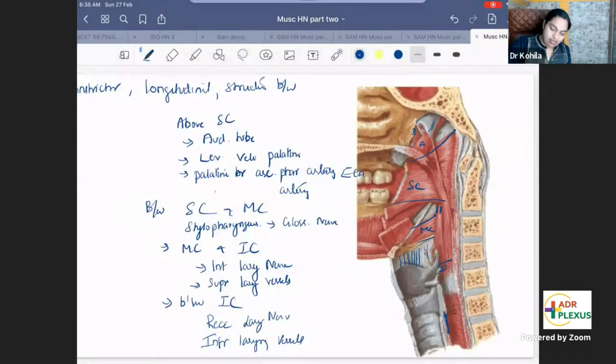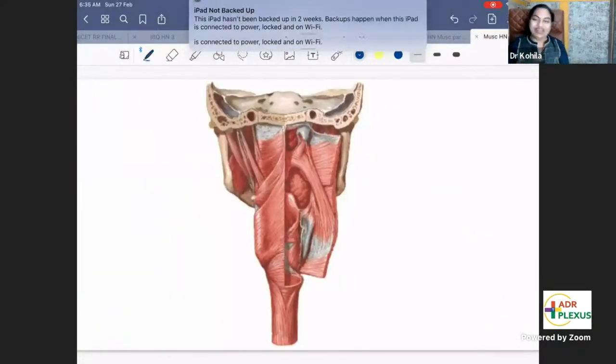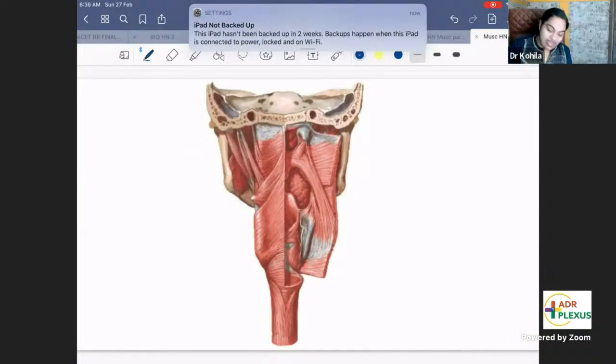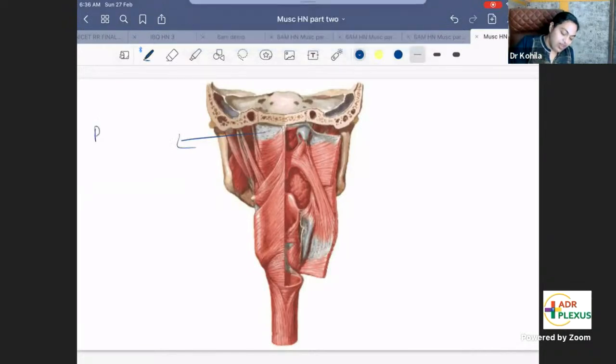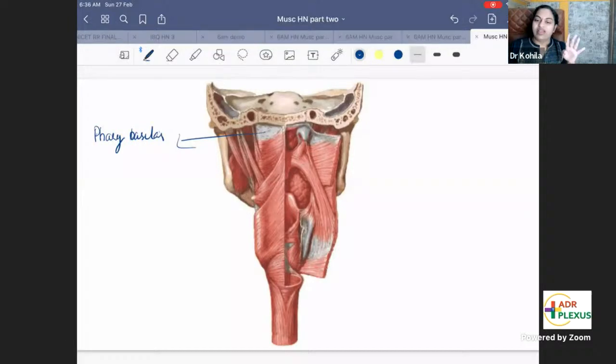Okay, yes, I'll be repeating it again in another diagram. So this is another image where you're going to identify the muscles. Okay, so this is your pharyngobasilar fascia. The pharyngobasilar fascia is a modification of which layer of the pharynx? Yes, please, come on. Mucosa, submucosa, muscle, adventitia. Which layer is modified?